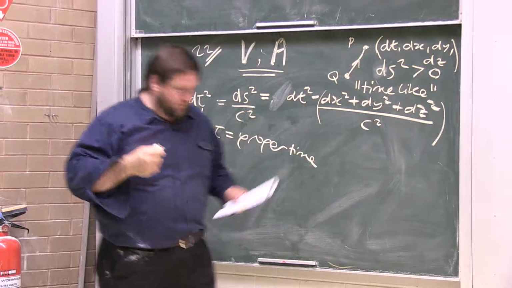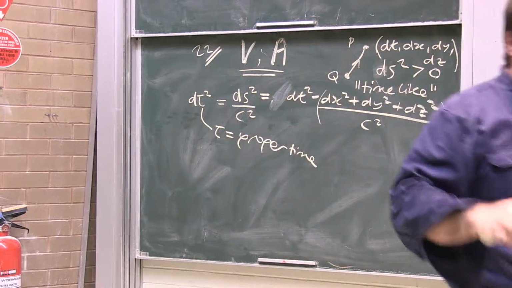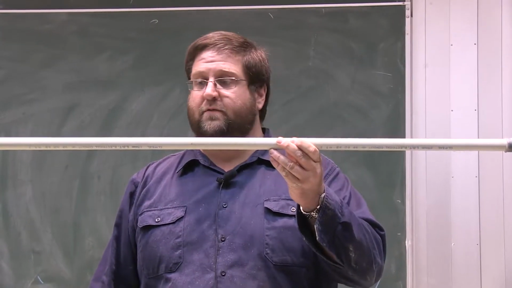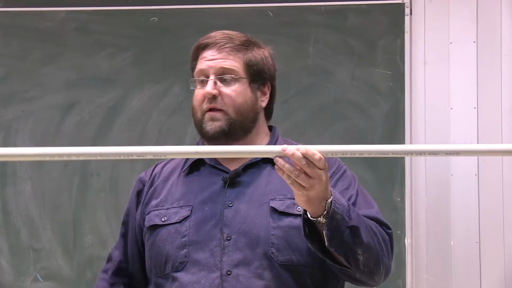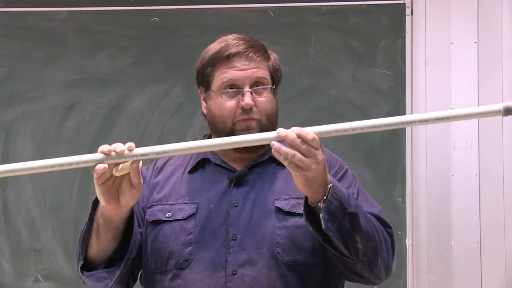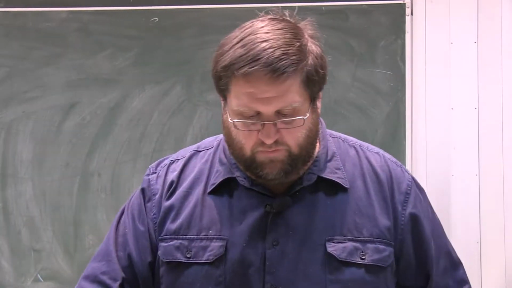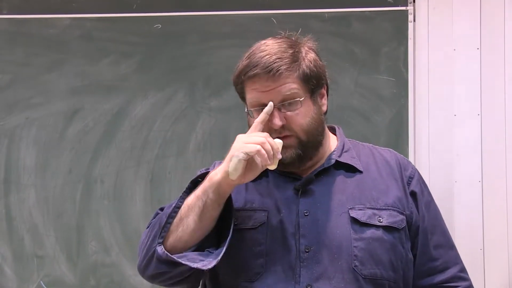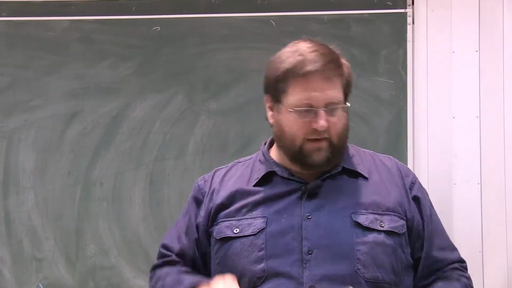And I'm going to justify it two different ways. Remember that the proper value of any quantity is the value that quantity takes in an inertial frame in which it's at rest. So the proper value of the length of this ruler is the length that this ruler has when it's at rest. The proper value of the mass of this chalk is the mass that this chalk has when it's at rest, or in a frame in which it's instantaneously at rest.